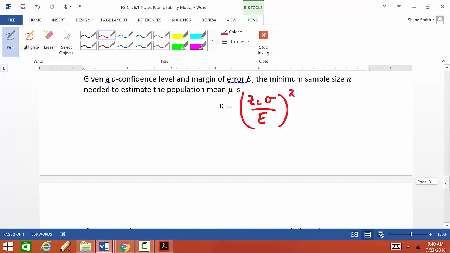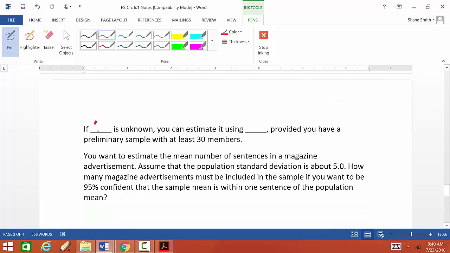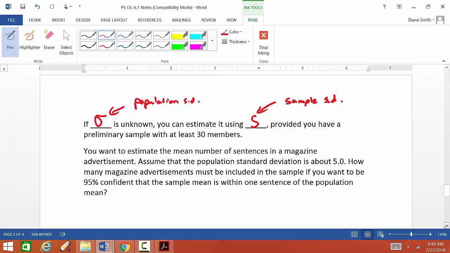So let's do an example using this. Oh, and I almost forgot, if sigma is unknown, you can use s if you have at least 30 members. And remember, sigma is the population standard deviation, and s is the sample standard deviation, because many times we don't know what sigma is, but we do know s.